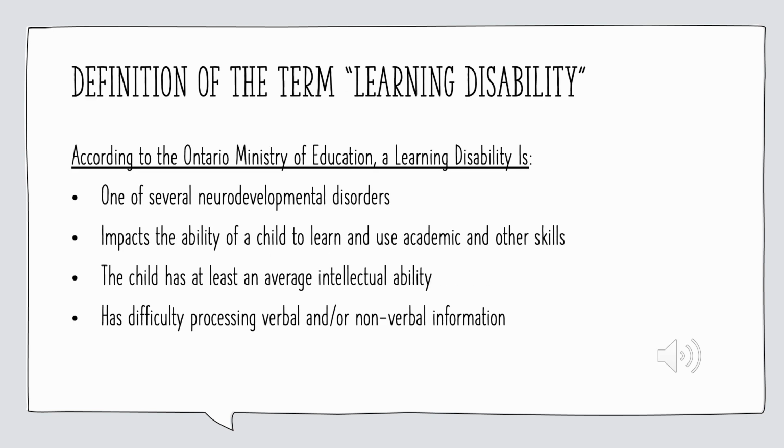According to the definition provided by the Ontario Ministry of Education in this PPM, a learning disability is one of several neurodevelopmental disorders that impacts the ability of a child to learn and use academic and other skills. The child has at least average intellectual ability and thus can learn, but often has difficulty processing verbal and/or nonverbal information. That could mean verbal instruction provided by a teacher, reading of a text, or sometimes even nonverbal social cues.